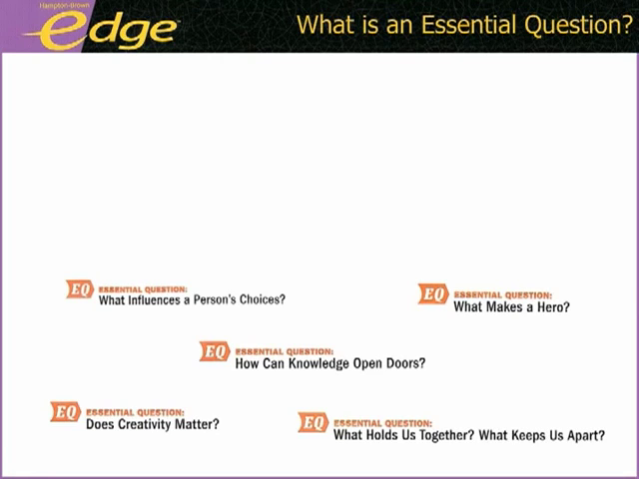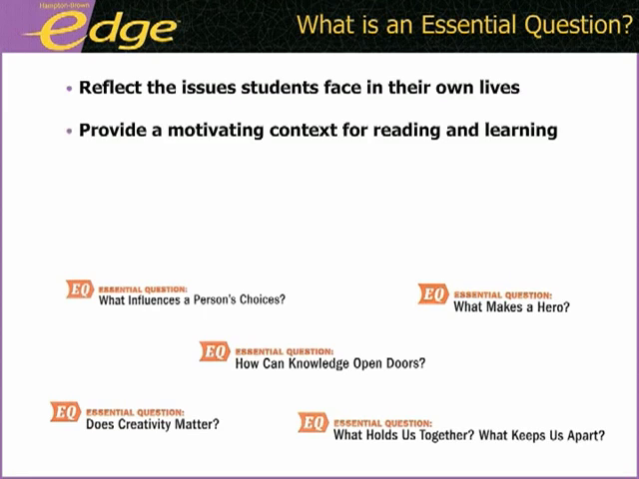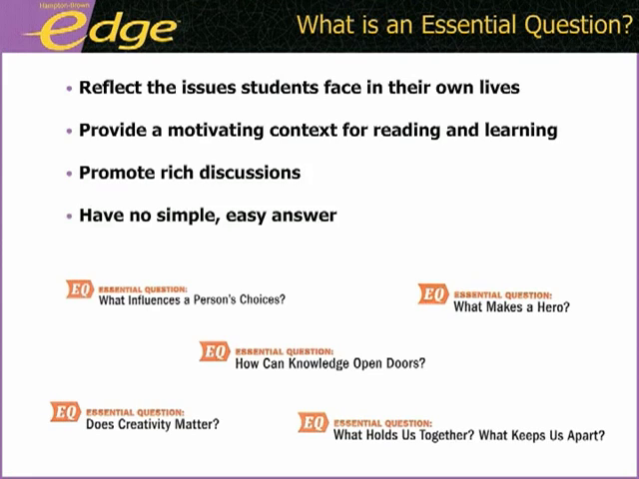Essential questions are the engaging and enduring questions we all face. They give students insight into questions central to their lives and make reading matter. The essential questions, or EQs, reflect the issues students face in their own lives. They provide students with the motivating context for reading and learning, and promote rich discussions. And essential questions have no simple, easy answer, which allows students to become active participants in their own learning. Here you see some examples of essential questions from Level B.